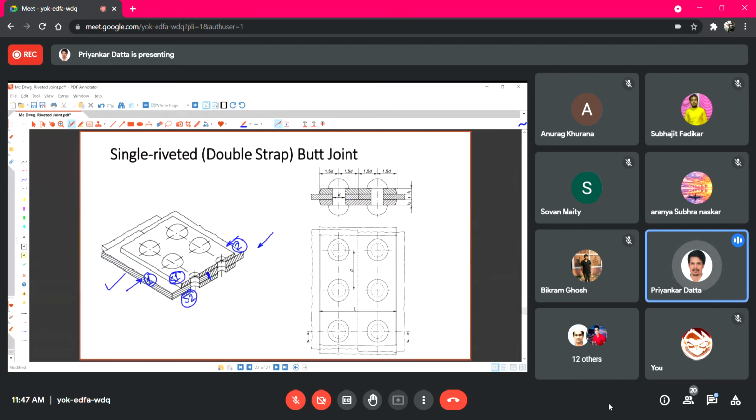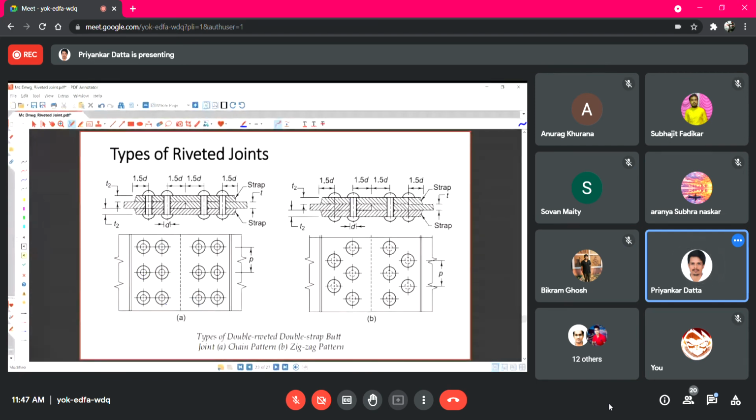Now for butt joints also, along with this chain type pattern, there is a possibility of zigzag pattern. So this one is double strap and double riveted. Because above there is strap 1 and below there is strap 2, so this is double strap. And double riveted, why? Because each plate is carrying two rows of rivets. So that is why on the left side 2 rows are there, and on the right side also 2 rows. So for double strap, minimum 4 rows of rivets are required. So for 4 rows of rivets, it is double riveted and double strap.